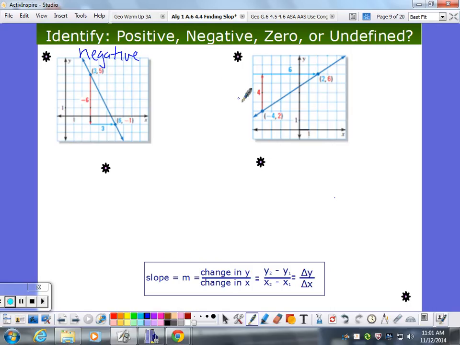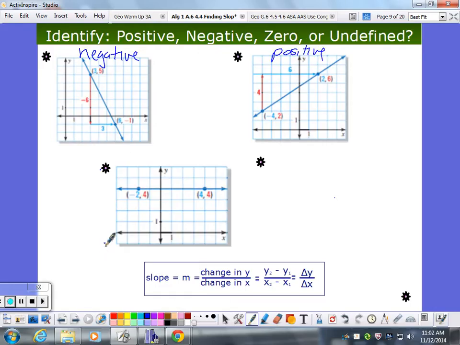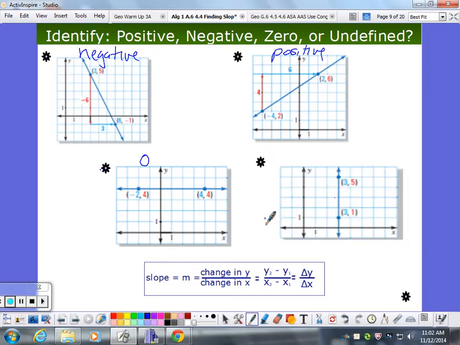Positive, negative, 0, undefined, then. Positive, I'm going up, it's increasing. Positive, negative, 0, or undefined? 0 slope, right? You can walk very well on this. Positive, negative, 0, undefined? Undefined, that's your slope. And again, you can use the slope formula on any of these.